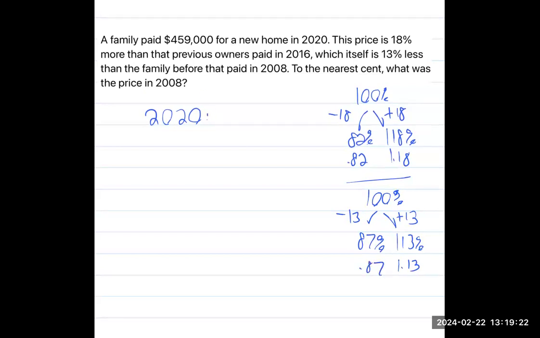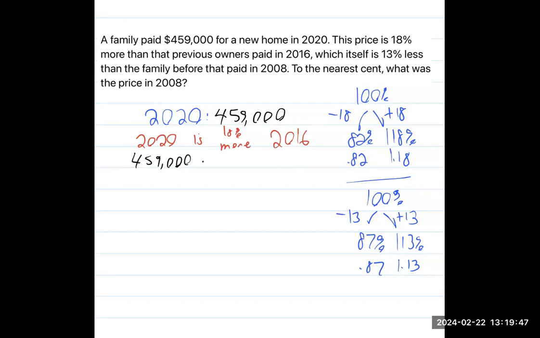So the 2020 price we know is 459,000. And the question tells us that the 2020 price is 18% more than the 2016 price. And so now we can fill into that verbal statement. The 2020 price, 459,000, is 18% more than the 2016 price, which we'll call X.